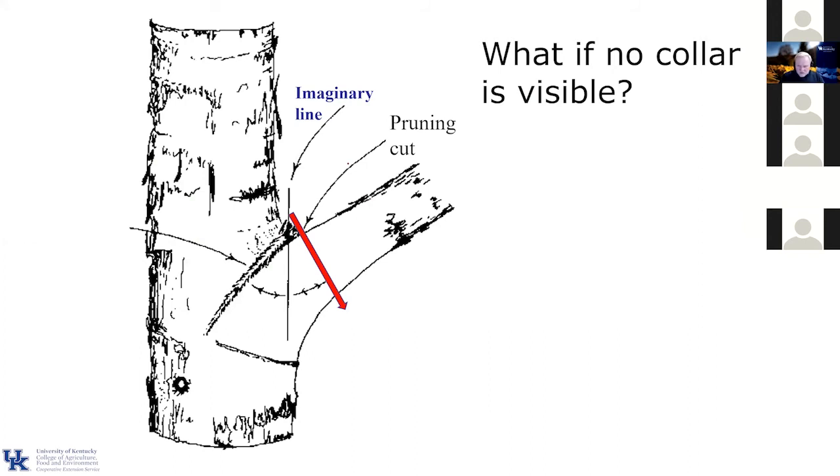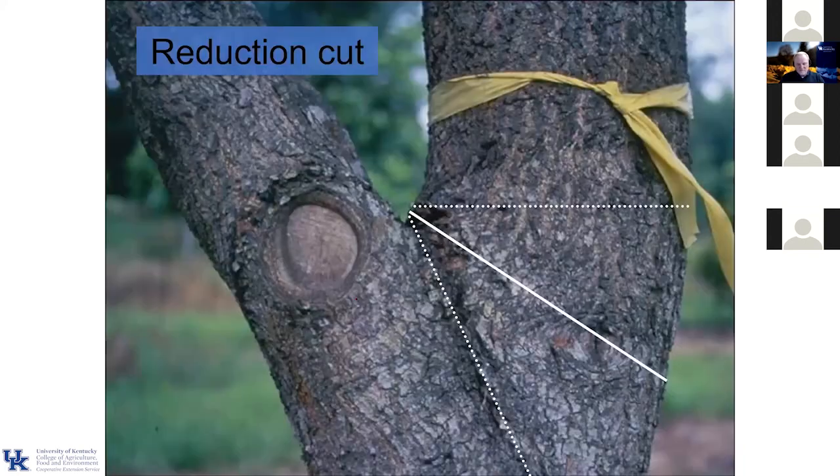Now, there's a lot of situations where there's no collar visible. What do we do then? Well, we still don't make a flush cut. What I generally recommend doing is coming out a little bit from the tree, and you make an angled cut. It may make an angled cut here where the red is. I'll show a better picture of that.